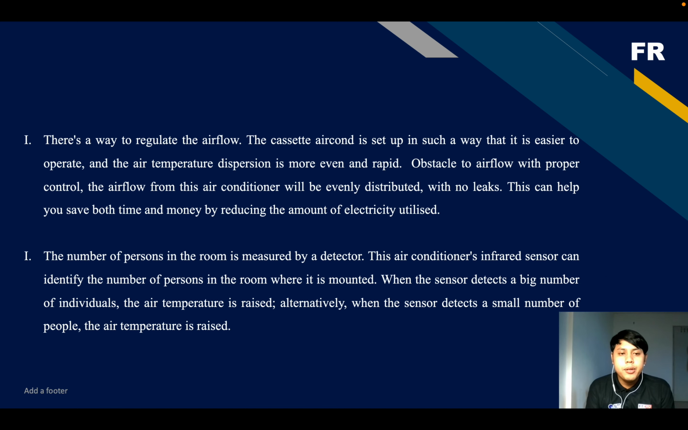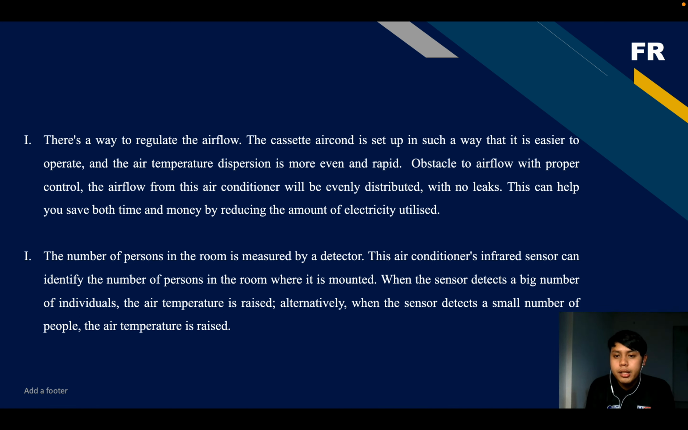Next, there is a way to regulate the airflow. The cassette aircon is set up in such a way that it is easier to operate and the air temperature dispersion is more even and rapid. Obsession to airflow with proper control. The airflow from this air conditioner will be heavily directed with no leak. This can help you save both time and money by reducing the amount of electricity utilized.